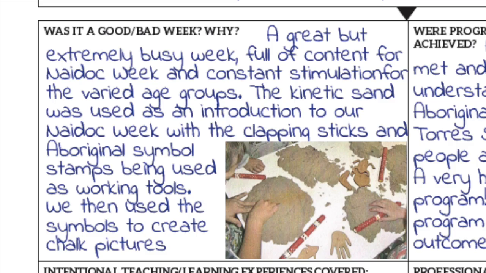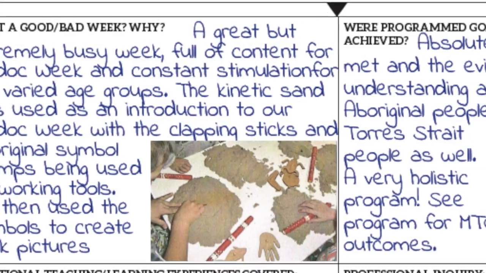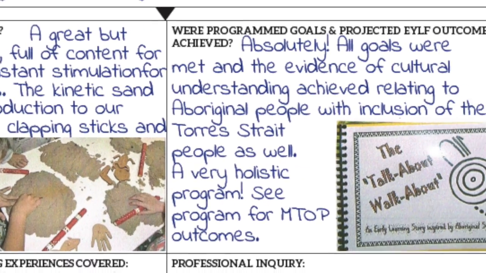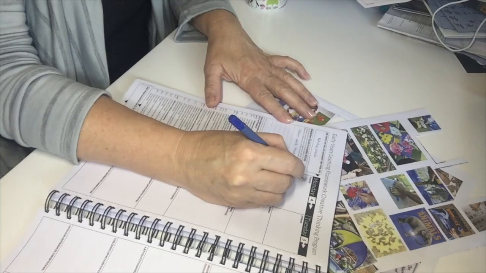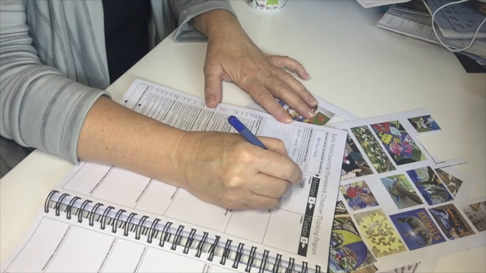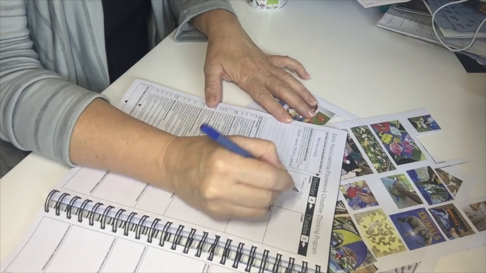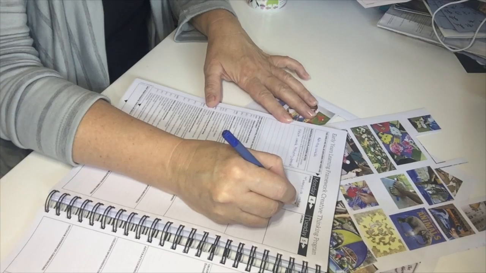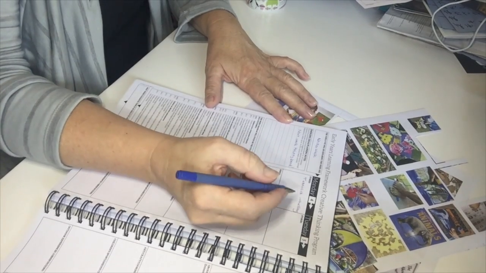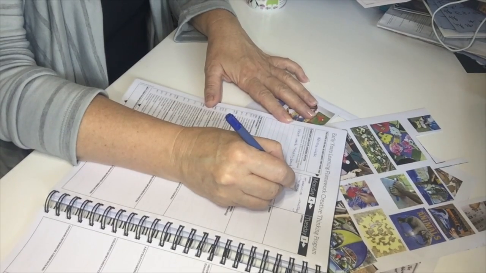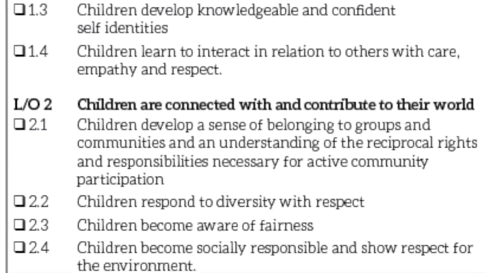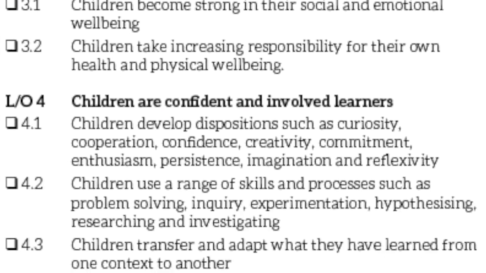Did you have a wonder-filled week? Or did you find it somewhat frustrating? What worked? What didn't? Why? Etc. Were your programmed goals and EYLF or MTOP outcomes achieved? Perhaps you overplanned and did not find time to achieve all you set out to achieve for the week. This is where you can state what outcomes were covered according to your planning and/or play-based learning, and where you can link with your observations and circled outcomes on your program.